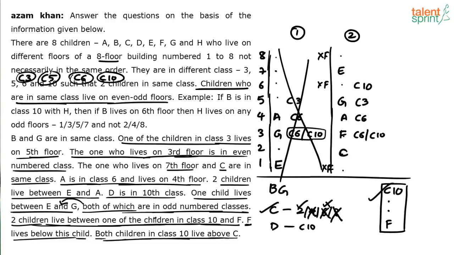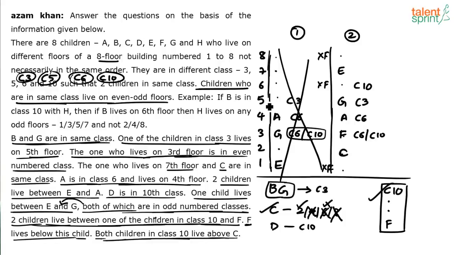Now, I'm not doing the second reading, I'm looking at this. We know that B and G are in the same class, the first point itself, right? We have noted this. B and G is one group. They're in the same class. G is class 3. So B also has to be class 3.